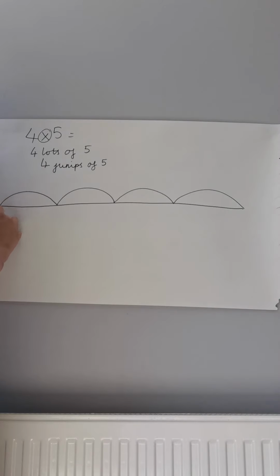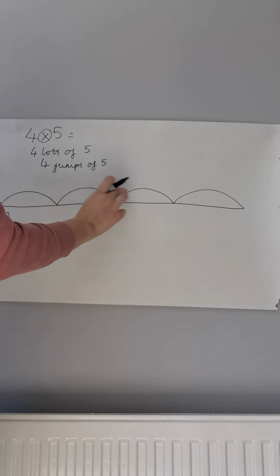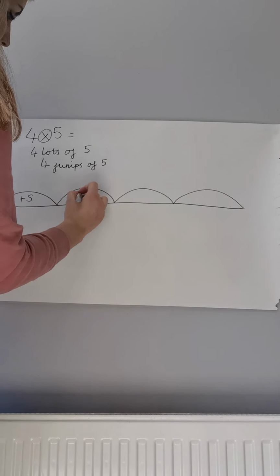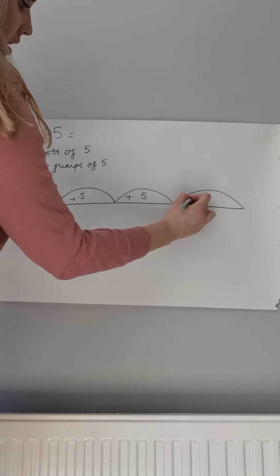Then I always start on 0 when I do my multiplication. I hope you can see that. Just draw that there. And then in each of my jumps, I'm going to add 5. Add 5, add 5, add 5.